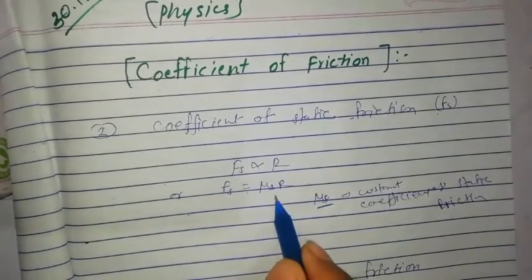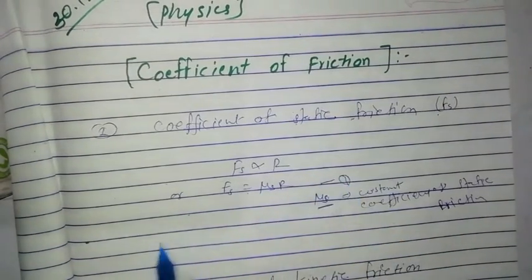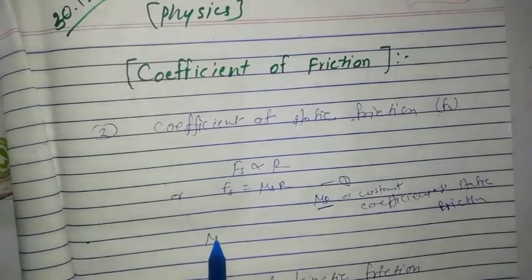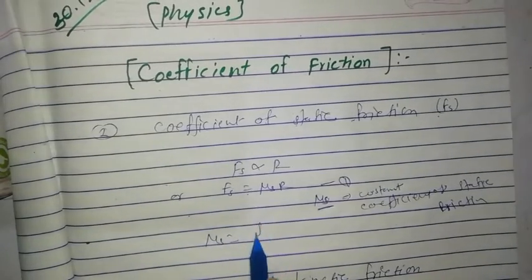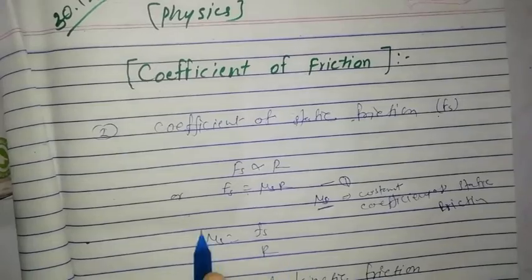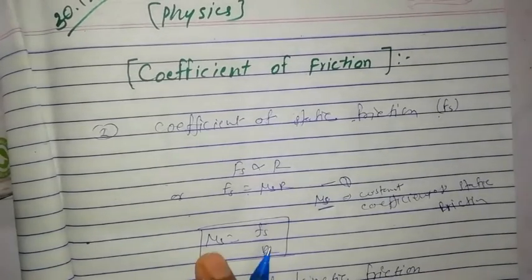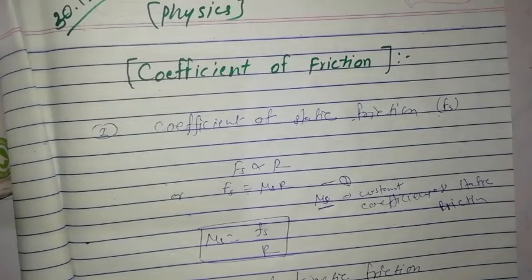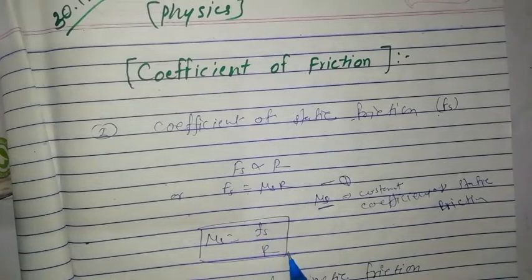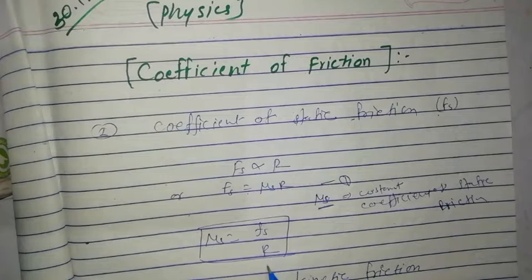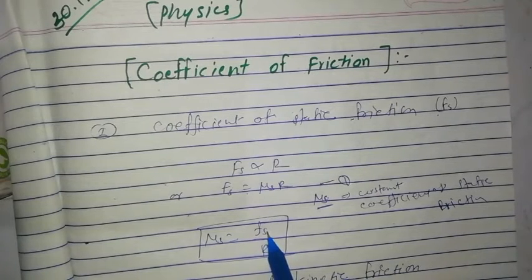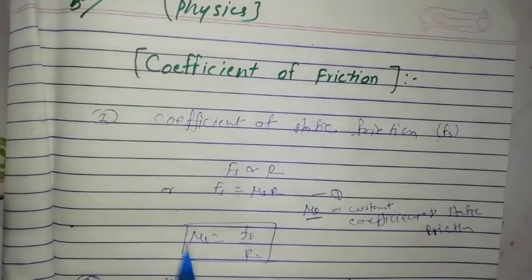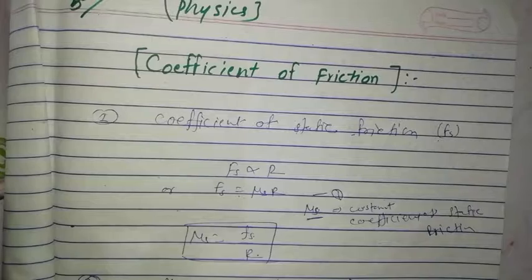Then in this above equation we can write mu s equal to small fs upon R. This is the coefficient of static friction. Therefore, the coefficient of static friction is defined as the ratio of limiting friction and normal reaction.